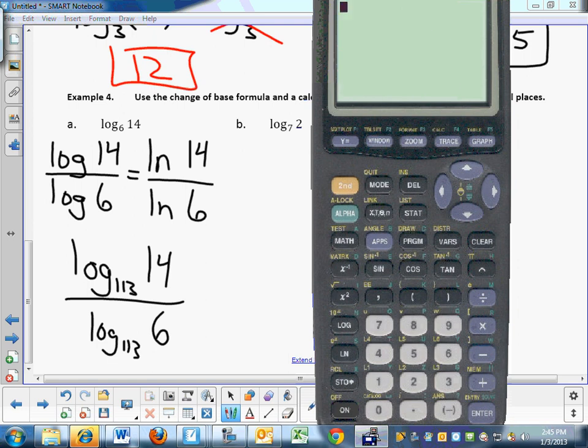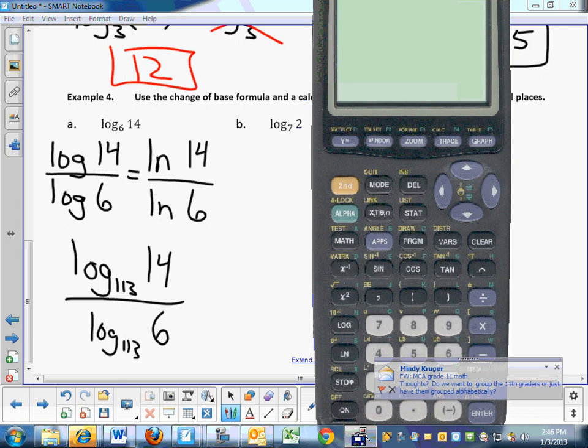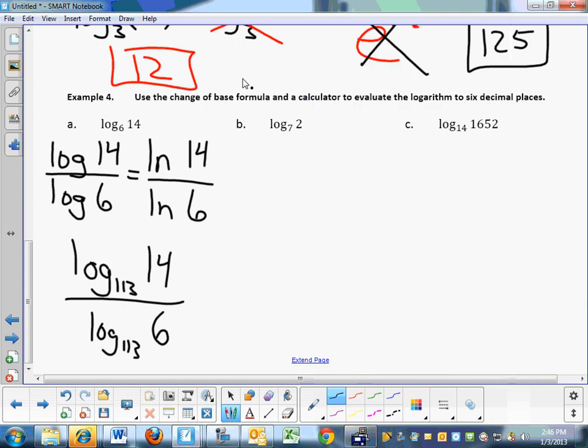This side of the room, do log. That side of the room, do natural log. See what you come up with. When you get an answer, let me know. What did you guys get? You see you get the same thing. It doesn't matter. So what does that mean? That means 6 to the 1.47 power is equal to 14.